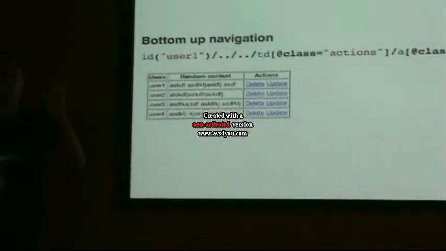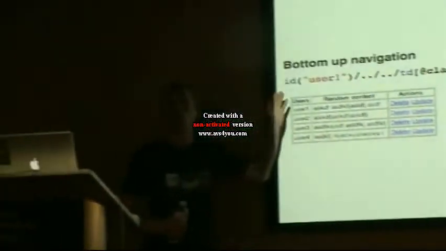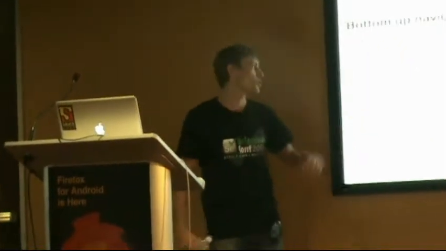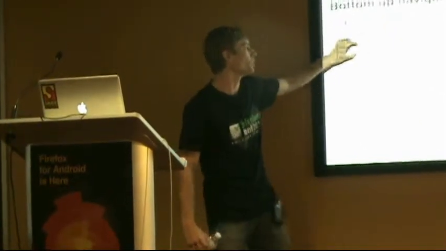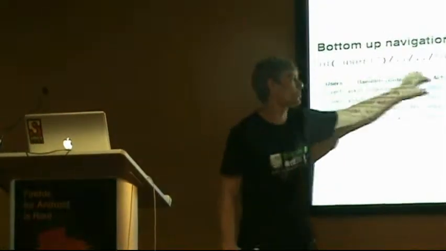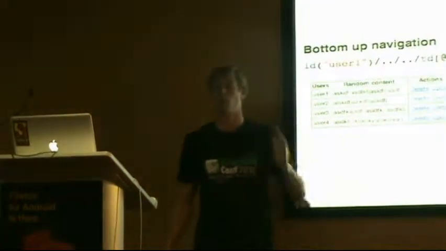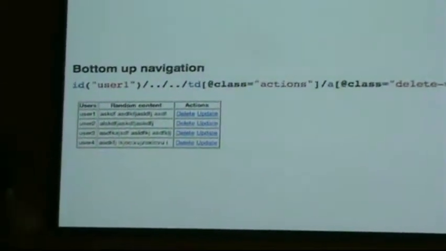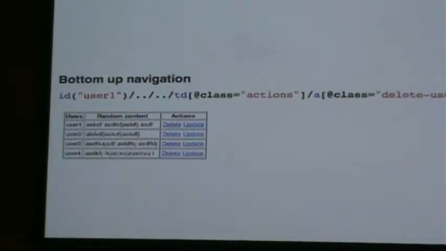CSS gives you the plus sign. That means I want the sibling right to the right of my element. So you can find the cell and go to the right and then go to the right again. But that's not bottom-up navigation, and it's really brittle. If they add one column or if they decide to just put this on the right and this on the left, everything will break. In those cases, I advise you to use XPath.